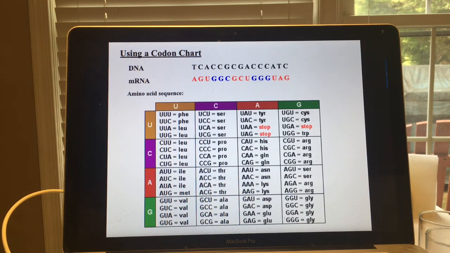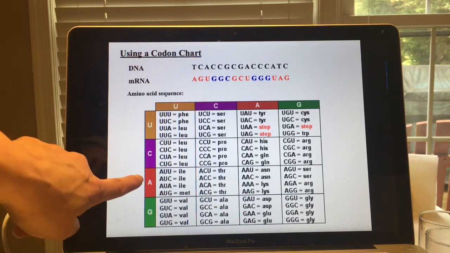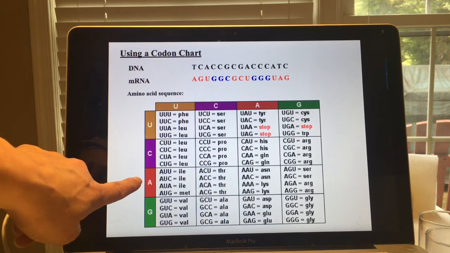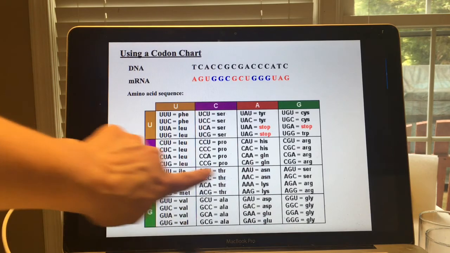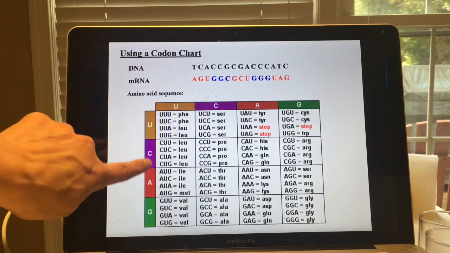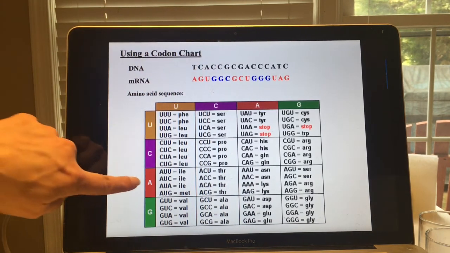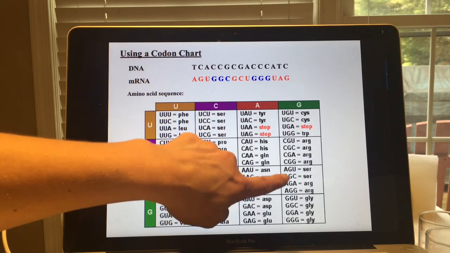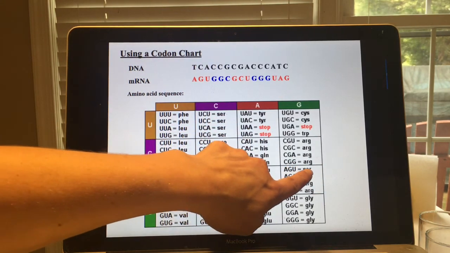All right, so let's figure out the amino acid sequence. So the first thing we do is we look at the first letter. So the first letter is the one on the left. So if we have an A, we know we're in this general section of the codon chart. So then it's AG, so A, and then the second one is up here, so we know we're in this block. And then AGU is serine.